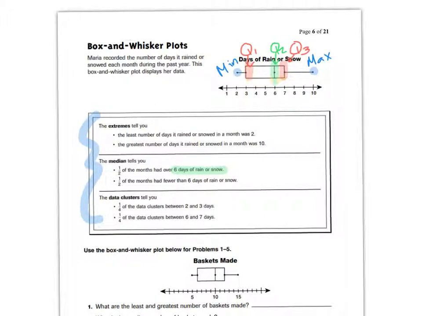Okay, so the main thing to remember about box and whisker plots is it's broken up into 4 pieces, from the min to the Q1, Q1 to Q2, Q2 to Q3, and then the Q3 to the max. So each line or dot represents a particular piece of the data.